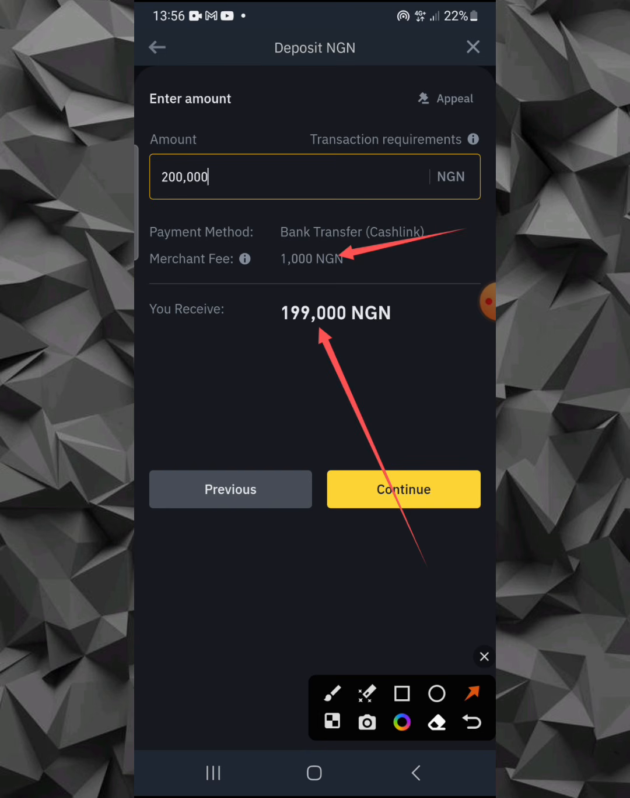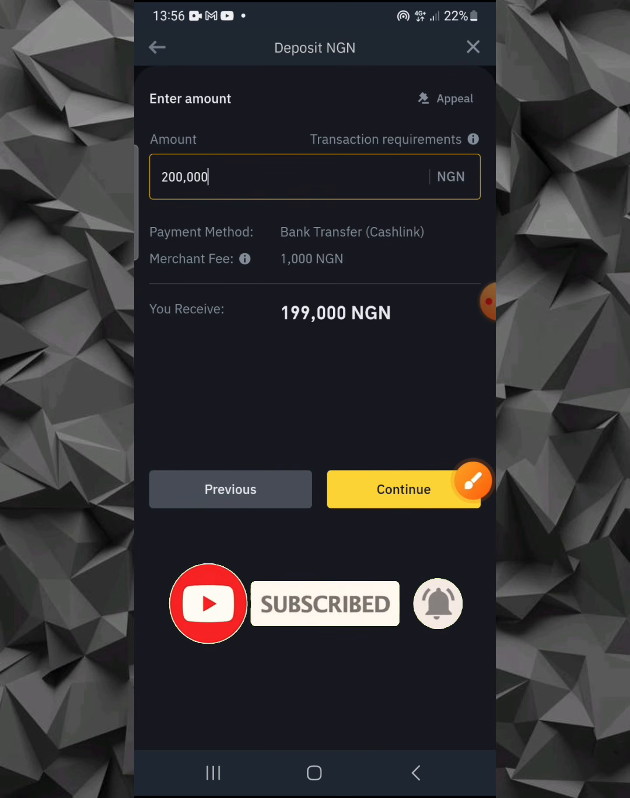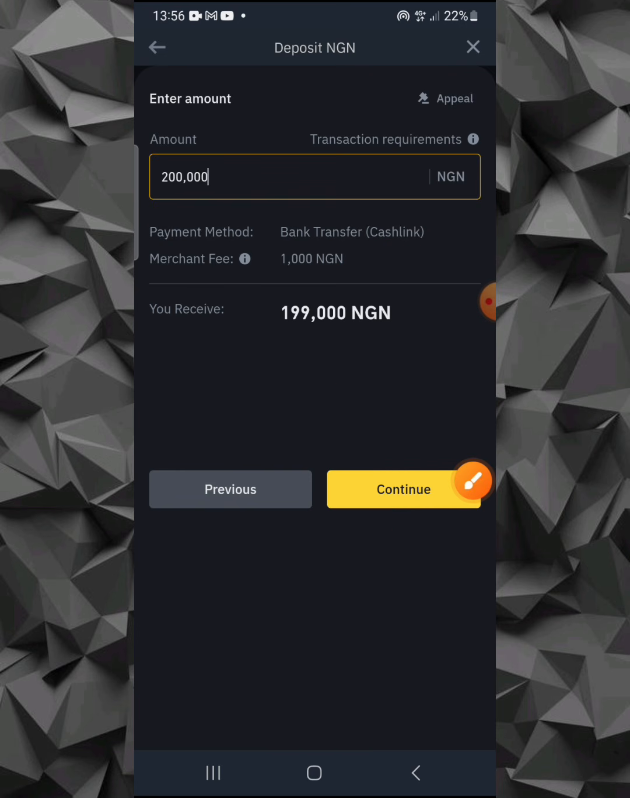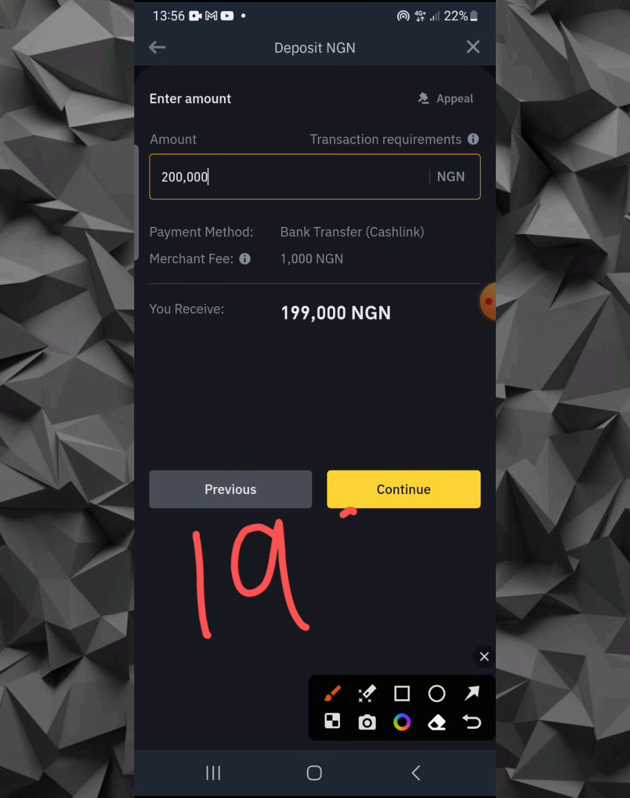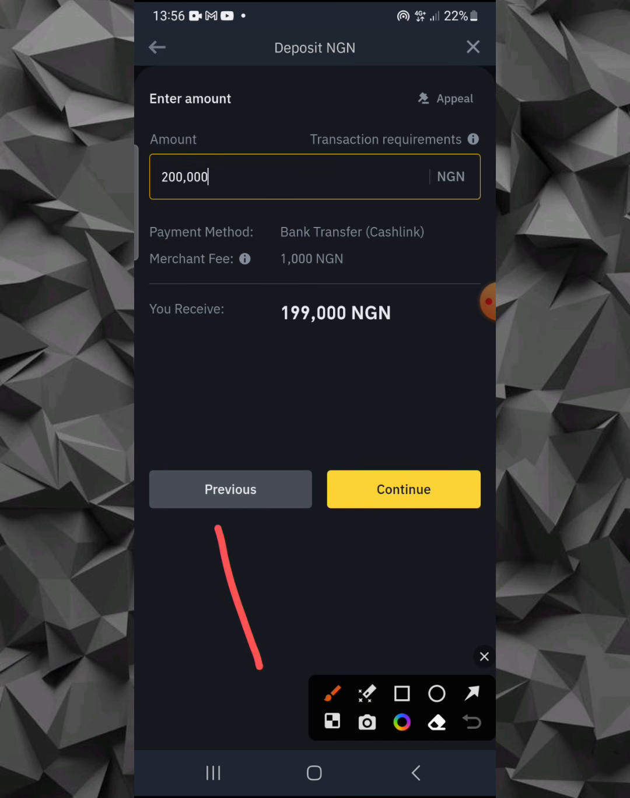Now you can see this alone, we'll have to subtract this 1,000 naira fee from the profit we are going to be making, because we're not going to be receiving a total of 200,000 naira again. Now we're going to be receiving a total of 199,000 naira, as you can see right here. Okay, and if you subtract this from your profit of 2k, it means you'll be left with only 1,000 naira on this particular process if you are going to be funding with Cashlink.